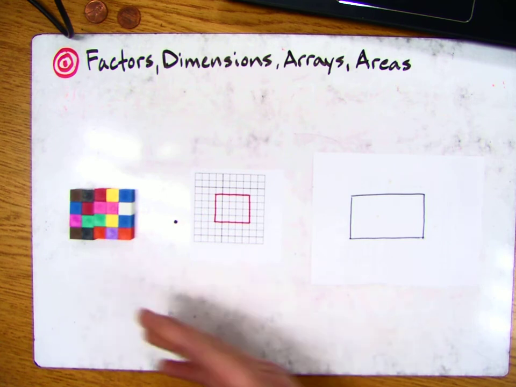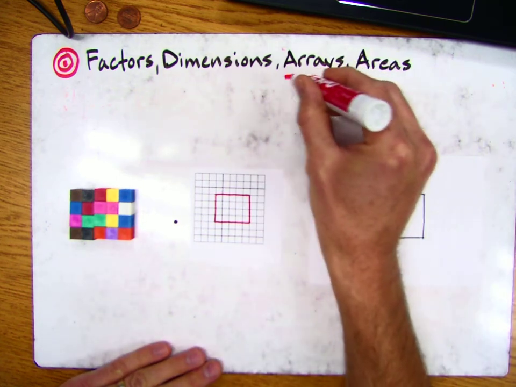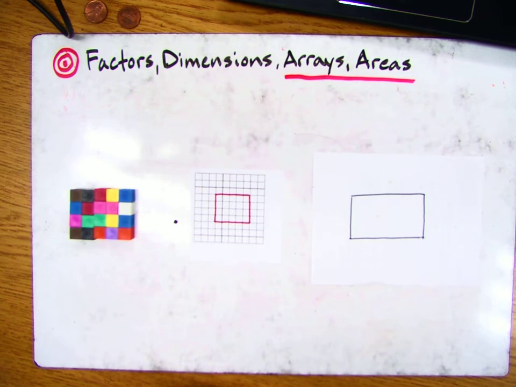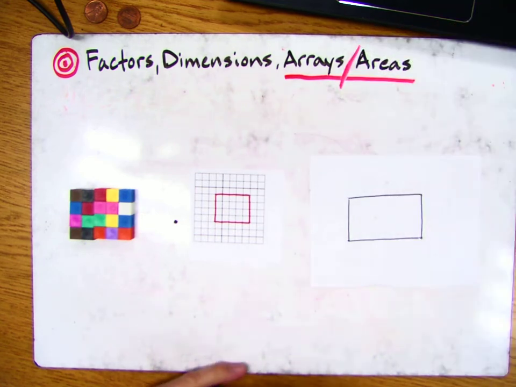So here I've got 3 representations that are all meant to be the same thing. For all practical purposes in 5th grade, whether we talk about array models or area models, we're going to be talking about the same thing. That these are basically almost the same idea, even though there are slight differences between the two.